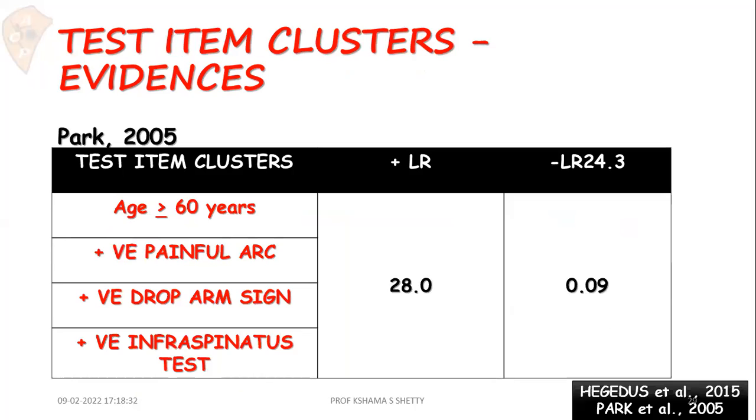As I told you, the PARC features are: age greater than or equal to 60 years, positive painful arc, positive drop arm sign, and positive infraspinatus test. Here the positive likelihood ratio is 28.0, while the negative likelihood ratio is 0.09.